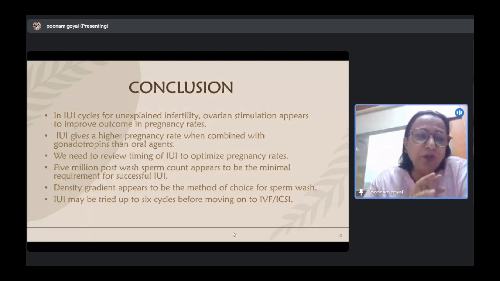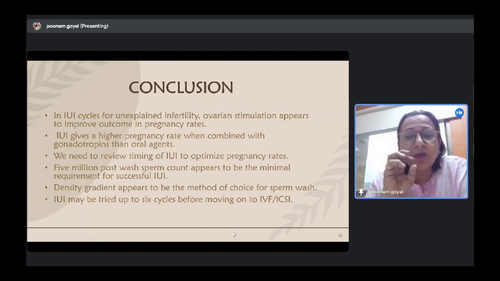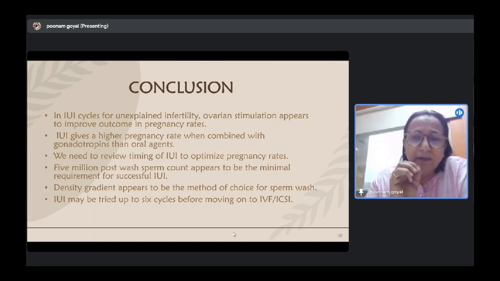So if you are doing IUI in a patient who has a count of 1 million and normal sperms less than 4%, then please explain, take consent, then do, because those patients are ideally not for IUI. Density gradient appears to be the method of choice for sperm wash in cases where there is oligospermia or too much debris in the sample. Normally, routinely, the direct swim up method is okay.